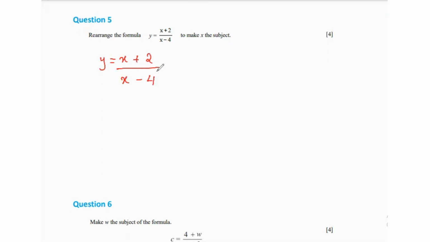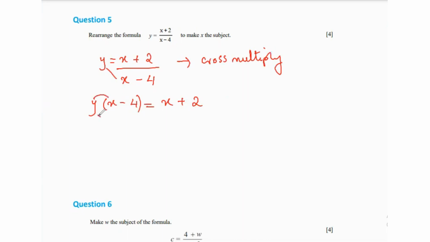Whenever we have a fraction in rearranging the formula, it's always ideal to get rid of the fraction and then start solving it. So to get rid of the fraction, we're going to cross multiply. When I say we cross multiply, we multiply diagonally. And what happens is that y gets multiplied to x minus 4. X plus 2 remains as it is on the right hand side.